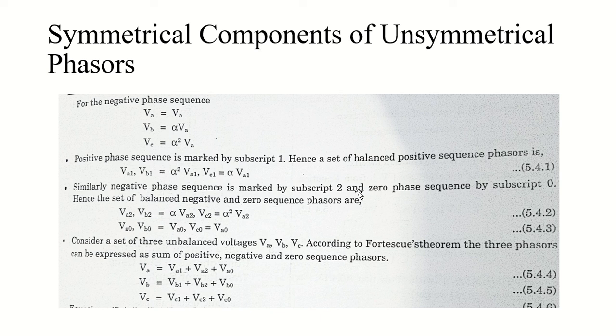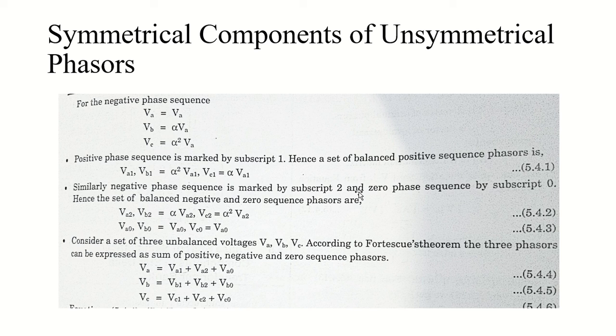So first let's find for positive: VA1 will remain as it is, VB1 will be alpha square VA1, and VC1 will be equal to alpha into VA1, right? Same way for negative sequence, VA2 will remain as it is, VB2 will become alpha into VA2, and VC2 will become alpha square into VA2.